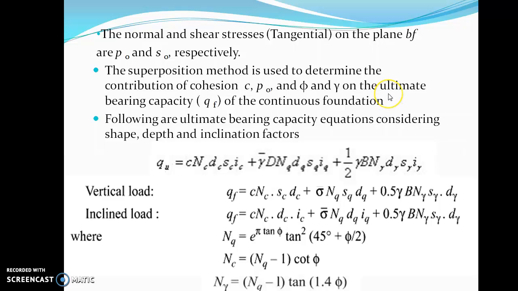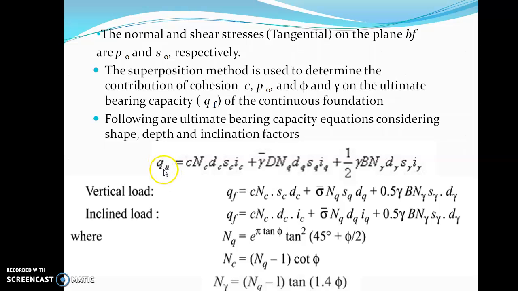The superposition method is used to determine the contribution of cohesion c, P naught, phi and gamma on ultimate bearing capacity, which we denote as q suffix f. Following are the ultimate bearing capacity equations considering shape, depth and inclination factor. Now the parent equation is this.